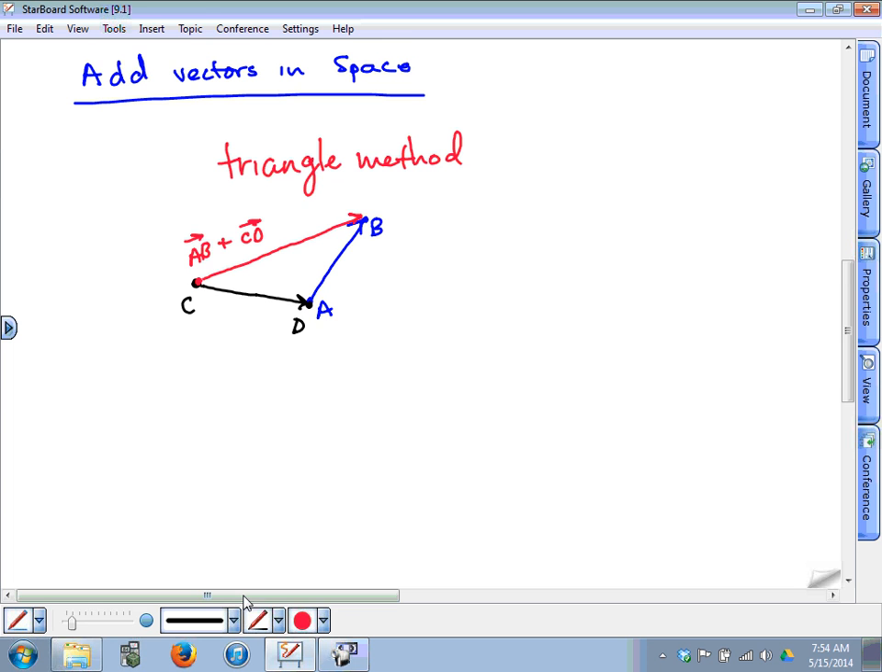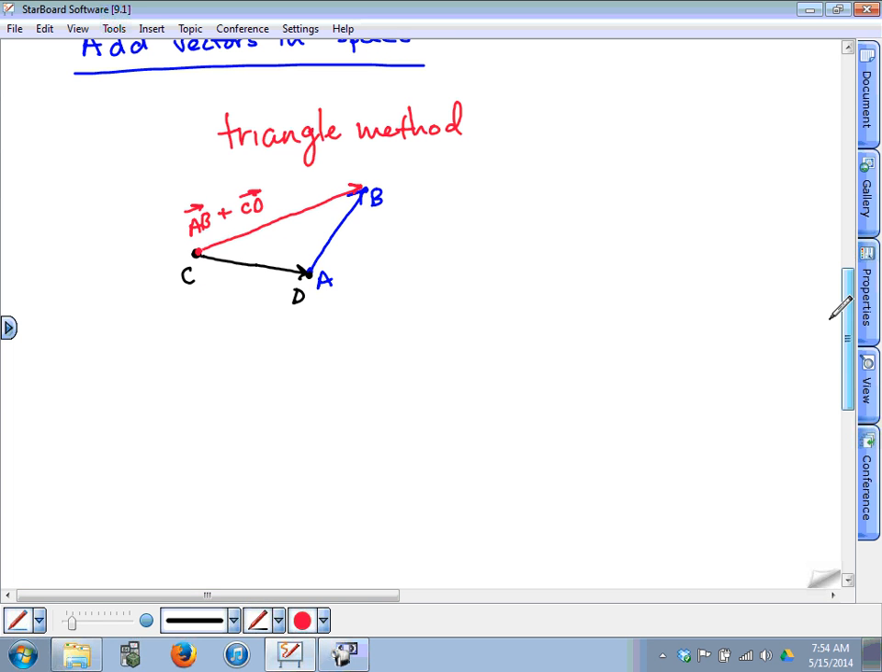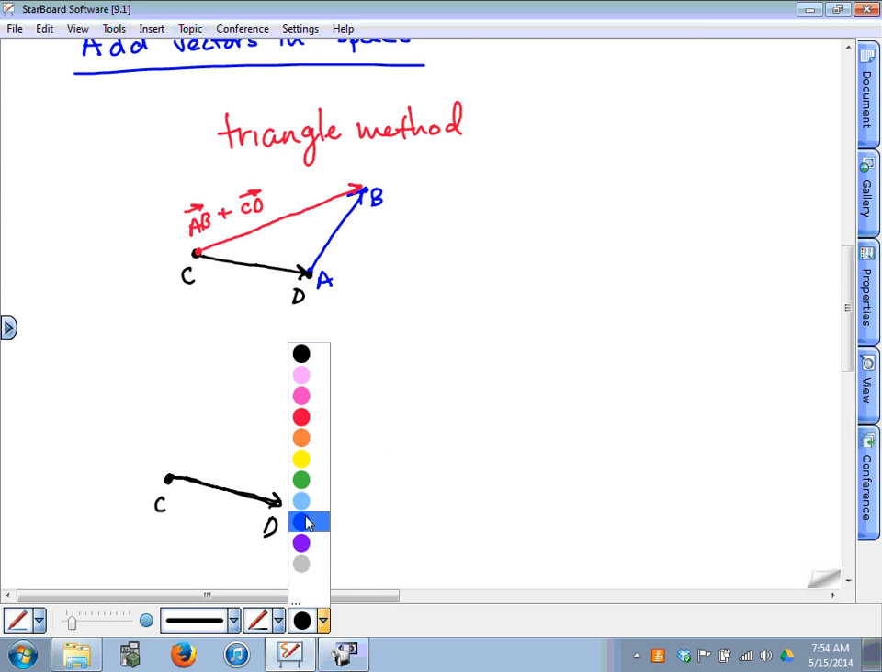It's essentially the same thing. Let's start over. I want you to draw vector CD and AB again. So here's vector CD. And then let's put vector AB over here. Try to make them the same direction and magnitude.